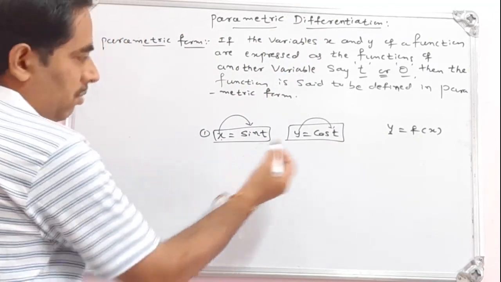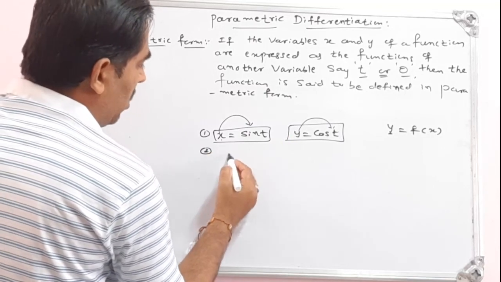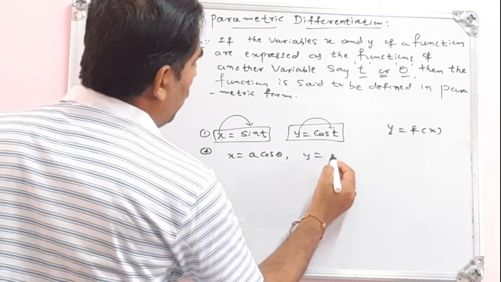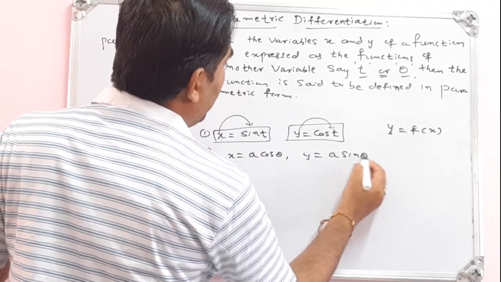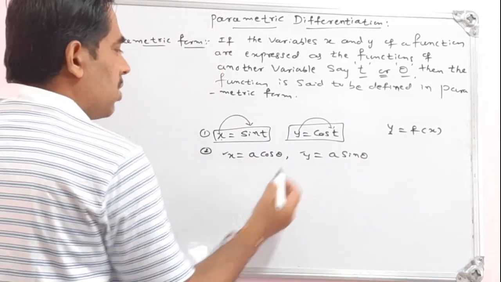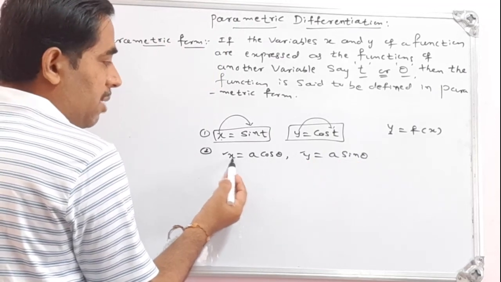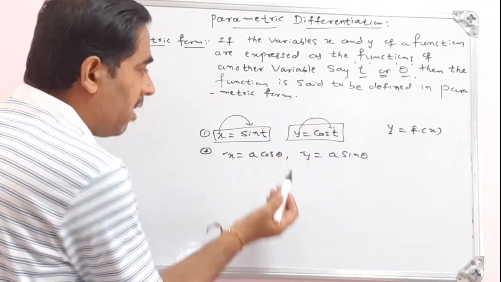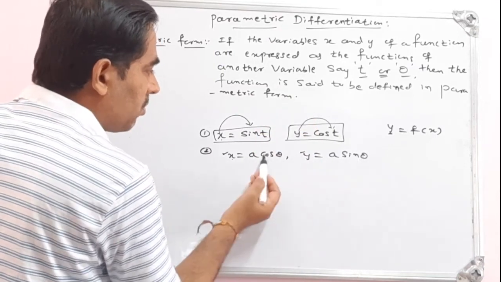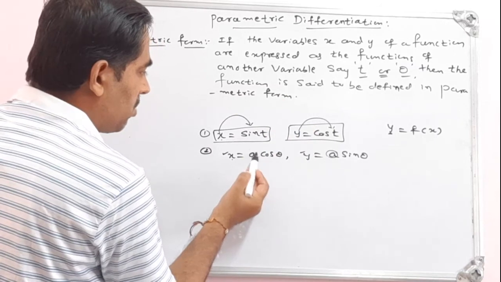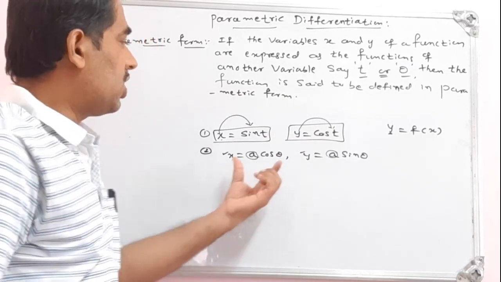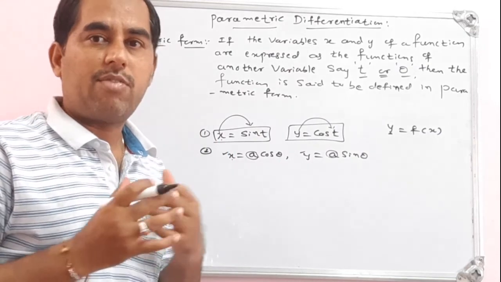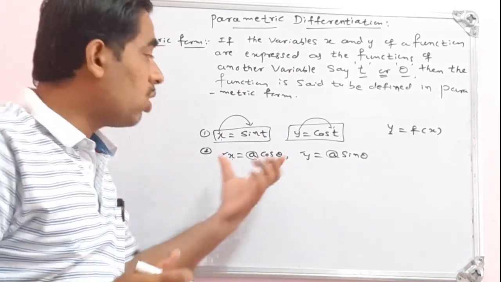Let me write another example. x is equal to a cos theta, and y is equal to a sin theta. Here also we can observe that both x and y have been expressed in the form of another variable, that is theta. Here a is a constant. Such types of functions are in parametric form. In this session, let us learn how to differentiate such functions.